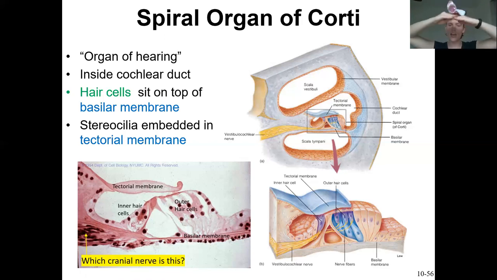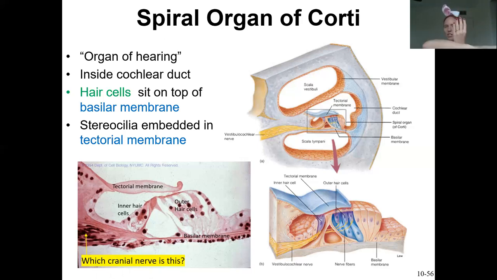And those fluid waves are going to make it so that the basilar membrane, not the tectorial membrane, the basilar membrane on the bottom, is going to start moving up and down. Okay, so think of something bobbing on the ocean. It's moving up and down. And sitting on top of that basilar membrane are the hair cells. So here's your basilar membrane moving up and down.